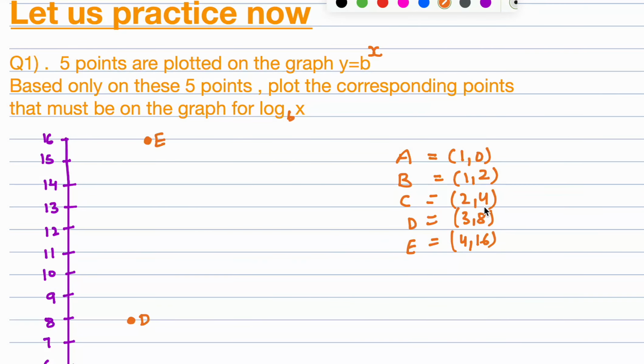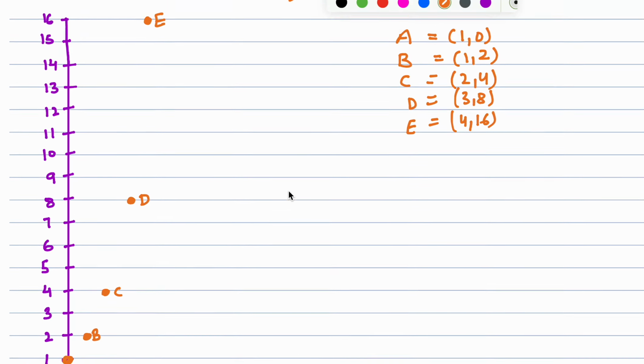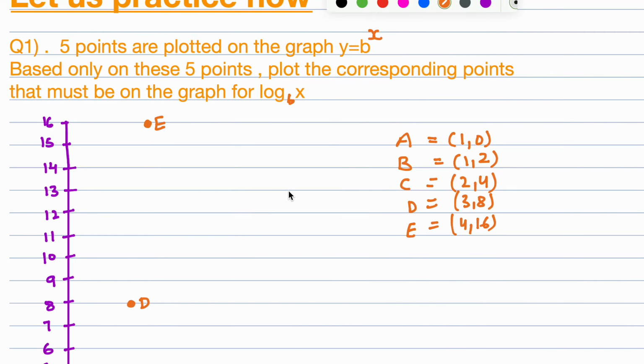So now we know all the properties of logarithms. So let's practice some questions now. 5 points are plotted on the graph y is equal to b to the power x. Okay. So these are the 5 points A, B, C, D and E. Based only on these 5 points, plot the corresponding points that must be on the graph of log base b of x.